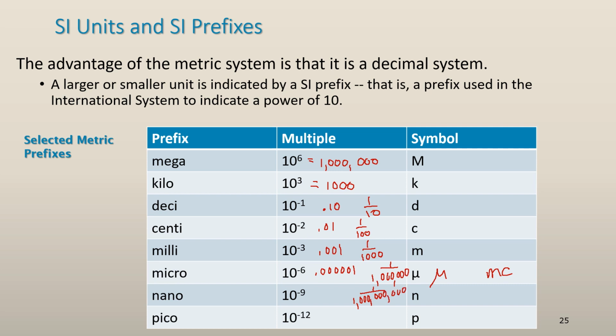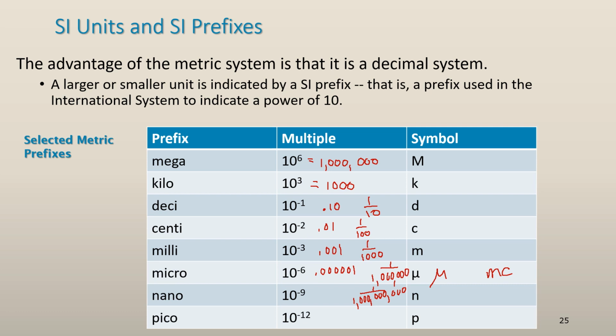And then a pico is 1 over 1 trillion. So that is, you can imagine, really, really tiny. We don't use that very much. But nano can be used because, for example, wavelength is in nanometers. 1 billionth of a meter.